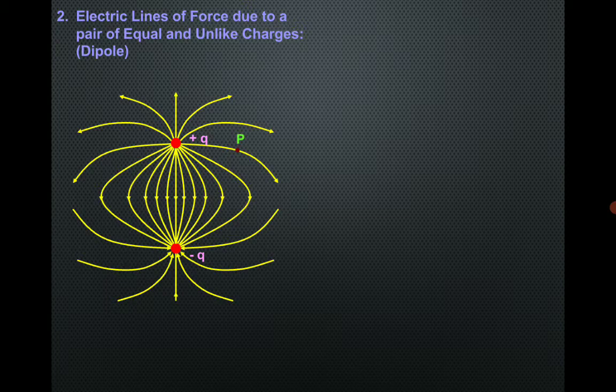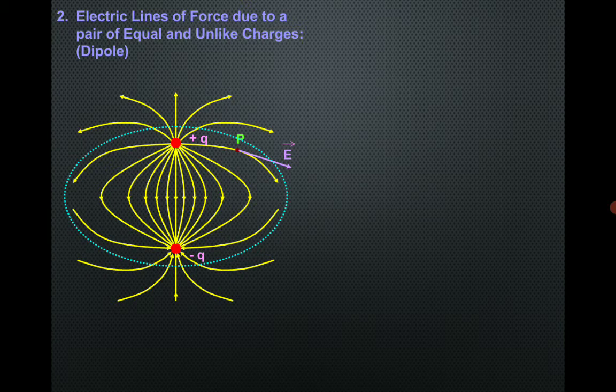Point P, if we choose, and if you want to find the direction of electric field line at point P, it will be obtained by drawing the tangent at that point P. You can see, again I am repeating, if at point P we have to find the direction of electric field, just draw the tangent at point P, and we will get the direction of electric field.